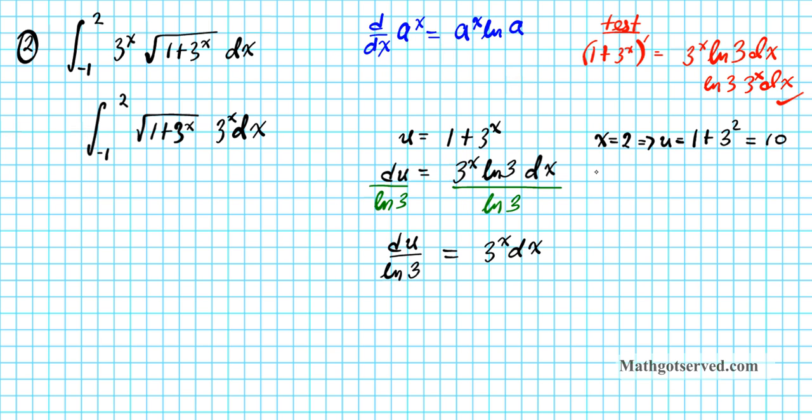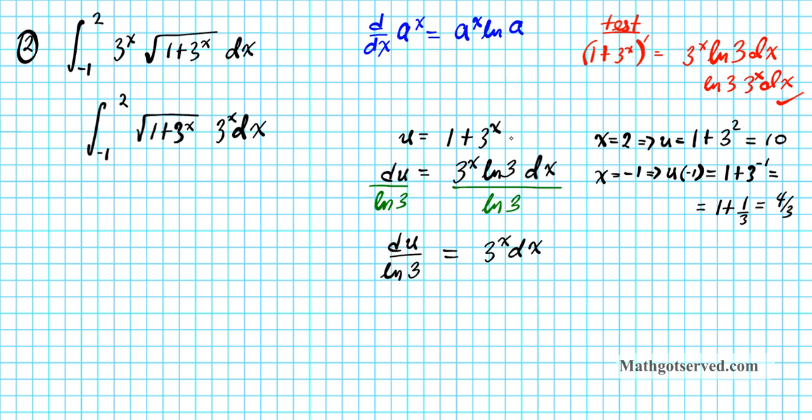And then when x is the lower limit, -1, u is going to be u of -1, right? I should have written u of 2 here, but that's okay. So u of -1, plug in -1, the lower limit, into u. You're going to have 1 plus 3 to the -1. Applying the reciprocal property of exponents here, this is 1 plus 1/3. And if you find the LCD, 3/3 plus 1/3 is 4/3. So these are your limits of integration.